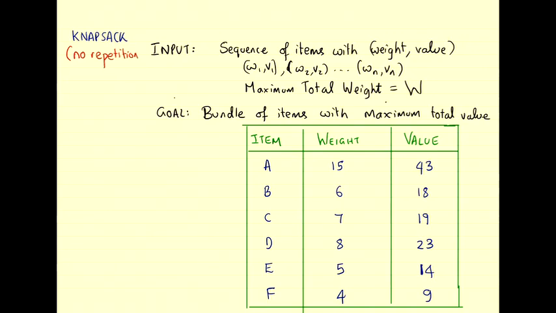So I just wrote down the same problem. It's exactly the same problem. You have a set of items with weights and values. You have maximum total weight. You want to pick the bundle with the maximum value. But each item, there's just one copy of each item. You can't pick 2 copies of A or 3 copies of C, and so on. This is a more interesting variant of the problem.